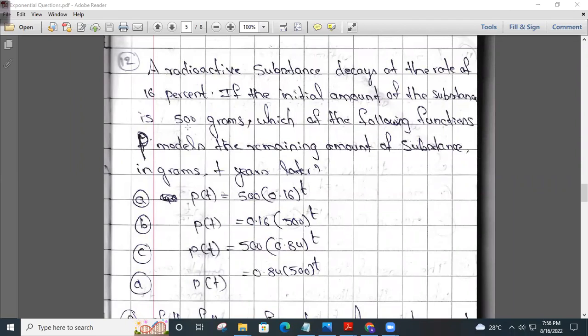A radioactive substance decays at the rate of 16%. If the initial amount of the substance is 500 grams, which of the following functions P models the remaining amount of substance in grams t years later? Read the question, plug in the values. Definitely you'll get the answer without any confusion, and you'll be able to solve in less time. Both the things will work here.